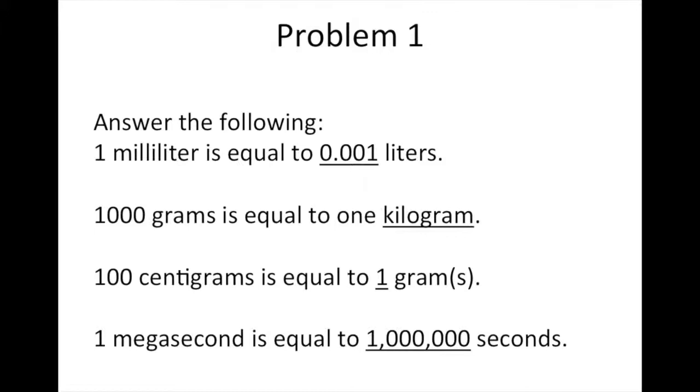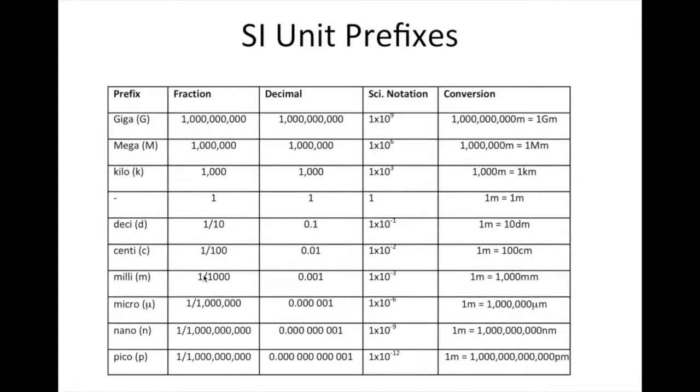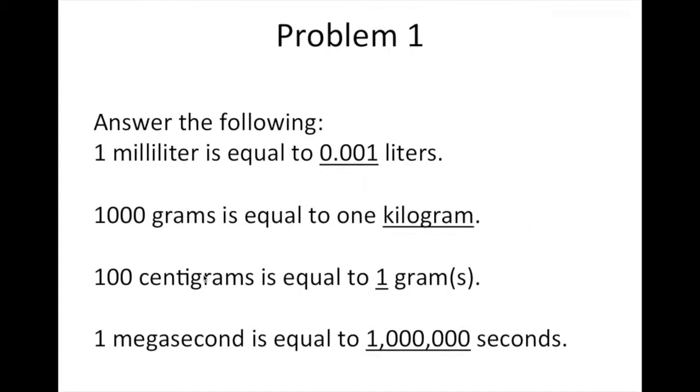Okay. So 1 milliliter is equal to a thousandth of a liter. 1,000 grams is equal to 1 kilogram. 100 centigrams is equal to 1 gram, and 1 megasecond is equal to a million seconds.